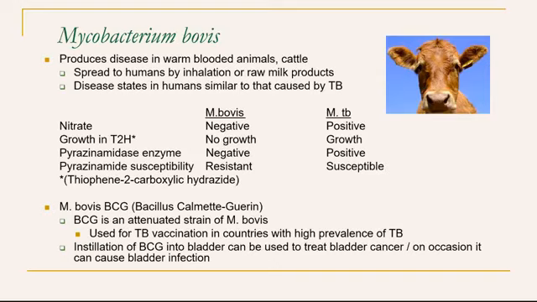M. bovis BCG, of course, is the attenuated strain of M. bovis. This is the strain used for TB vaccination around the world in areas that have a high prevalence of TB. It is also used as instillation into bladders to treat bladder cancer. And this seems to be the primary way that we see M. bovis in infections: sometimes the BCG instillation can actually bloom and cause infection in the bladder in these cancer patients.